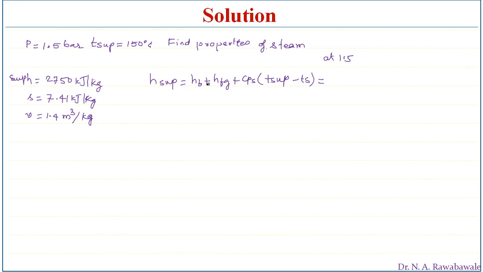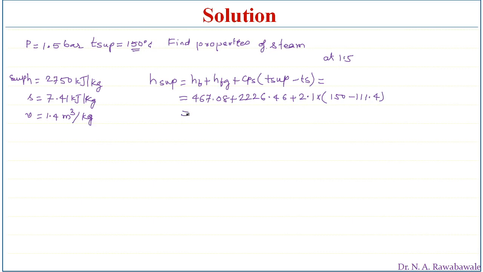Looking into the steam table at 1.5 bar, Hf is 467.08, plus Hfg is 2226.46, plus Cps, the specific heat of steam, is 2.1 times the temperature of superheated steam, which is known to us as 150 degrees Celsius, minus Ts, the saturation temperature at 1.5 bar, which is 111.4.